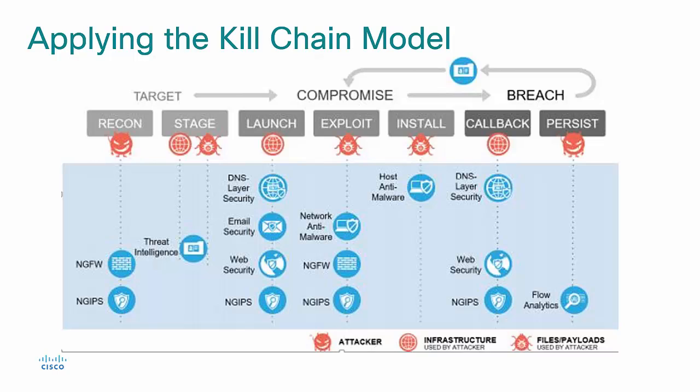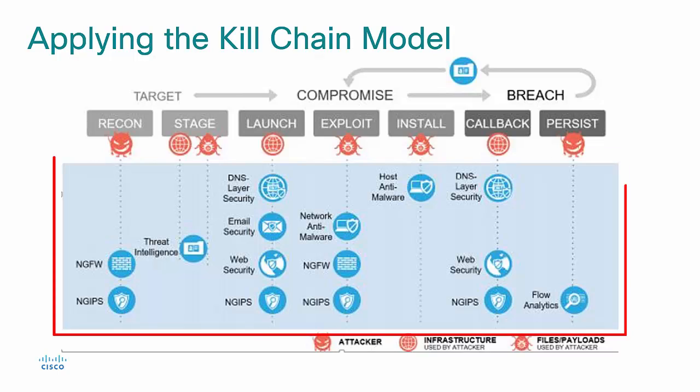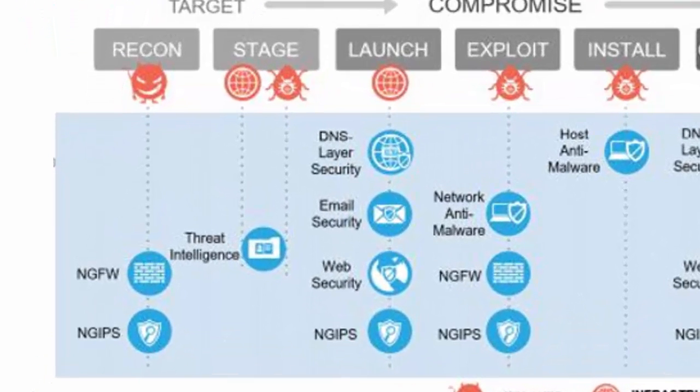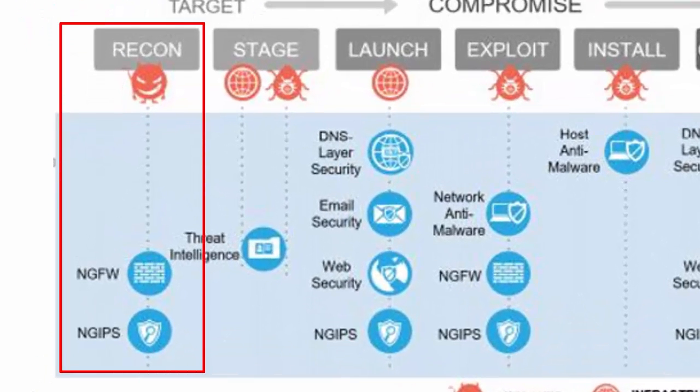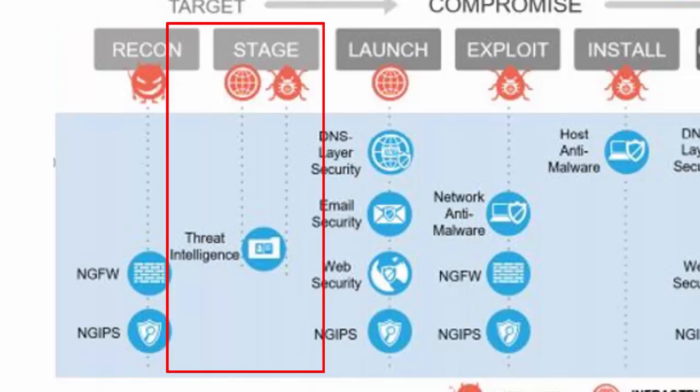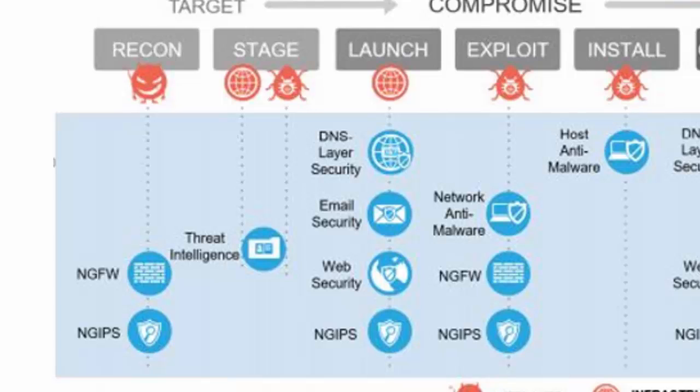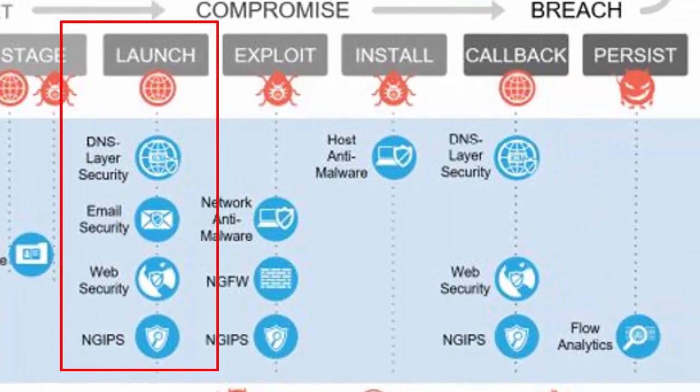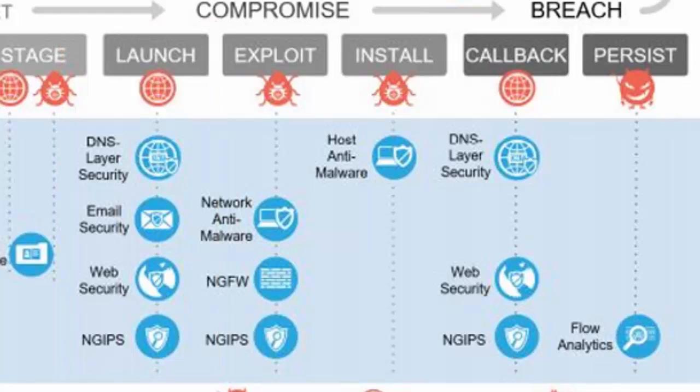Now shown here is that same diagram we just discussed, plus how to take action to mitigate at each stage of the kill chain. Notice in the recon stage, we can implement next-generation firewalls or next-generation IPS systems. At the stage phase, we can employ some threat intelligence, such as knowledge about ransomware and communication vectors, etc. In the launch phase, there are several tools that can be deployed to mitigate this stage, such as DNS security, email and web security, and again, next-gen IPS here as well.